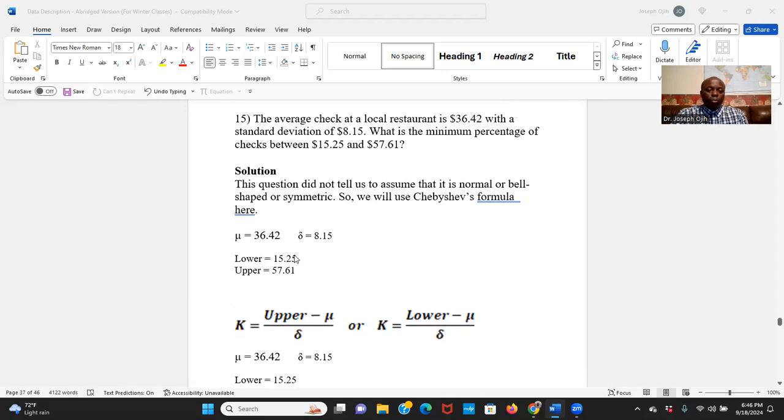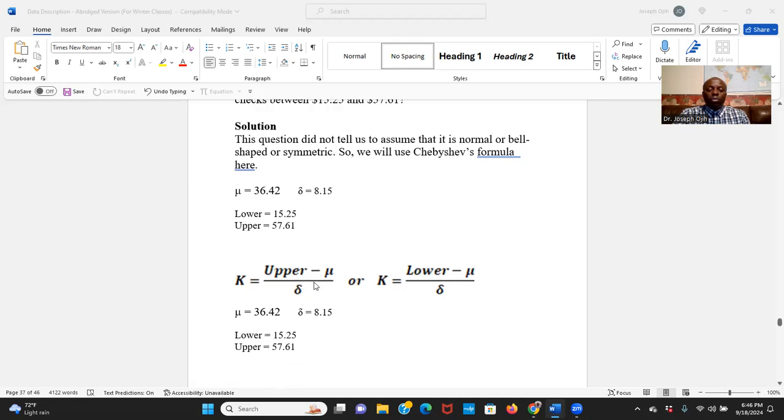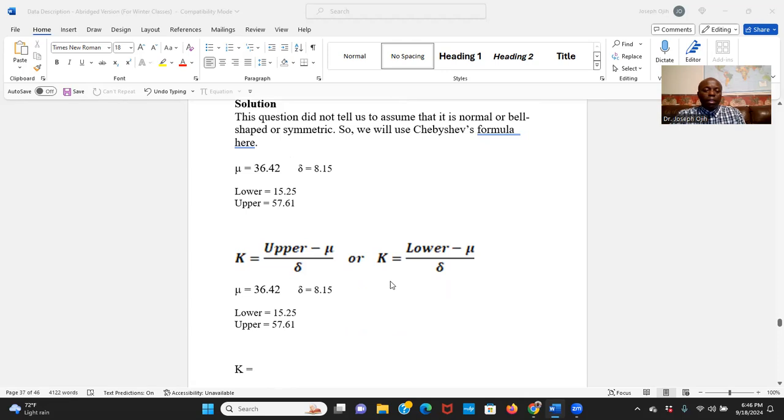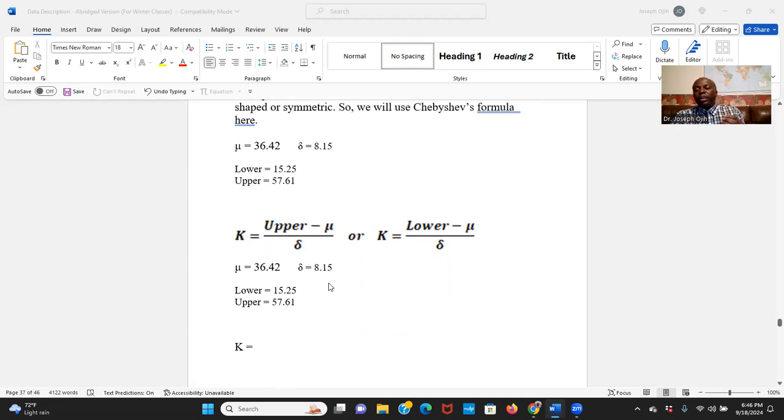We already have our mean and the standard deviation written out. The upper range is $57.61, and the lower range is $15.25. So we use these formulas. Either you use this one or that one, it doesn't matter, it gives you the same result. Let's calculate k first. Once we get our k, which represents the number of standard deviations above or below the mean, we can calculate the percentage.